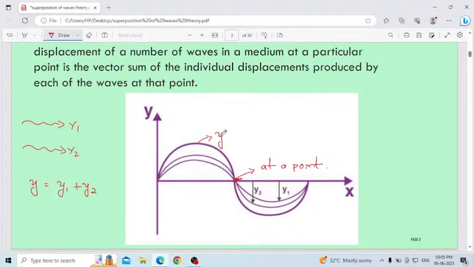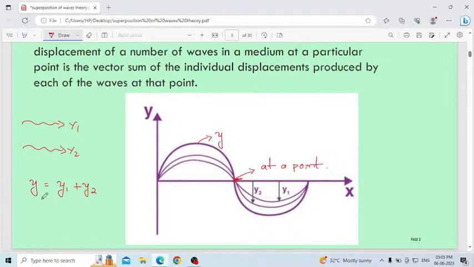The displacement of the wave y will be equal to the sum of the displacements of the waves y1 plus y2. You have to remember what is meant by superposition of waves. It means when waves are traveling in a space, they will meet at a single point, they will get superimposed, they will overlap on each other in the same direction. Sometimes in the same direction, sometimes in the opposite direction also they will get superimposed. Same direction is possible, opposite direction is also possible, meaning they will overlap.